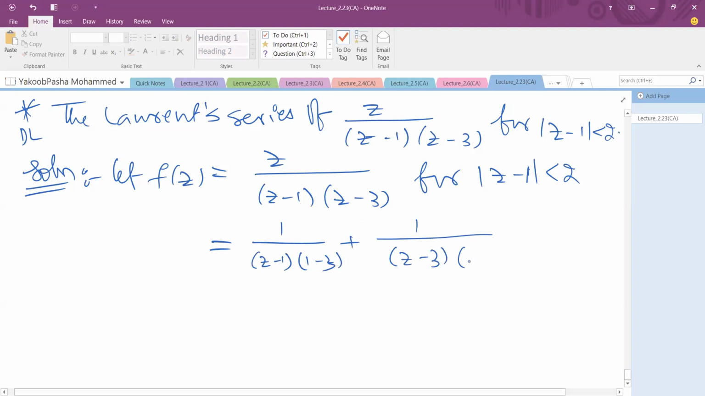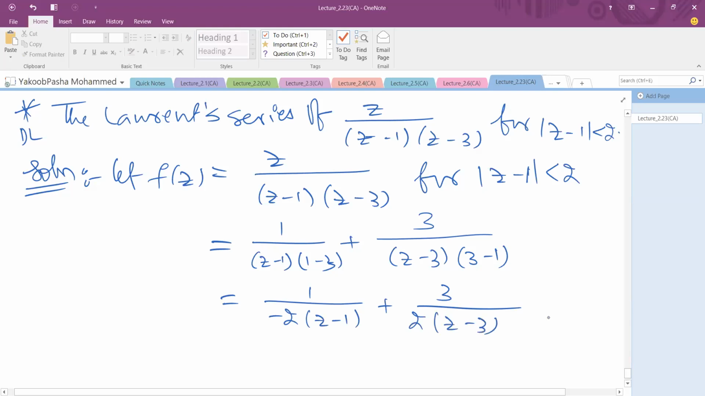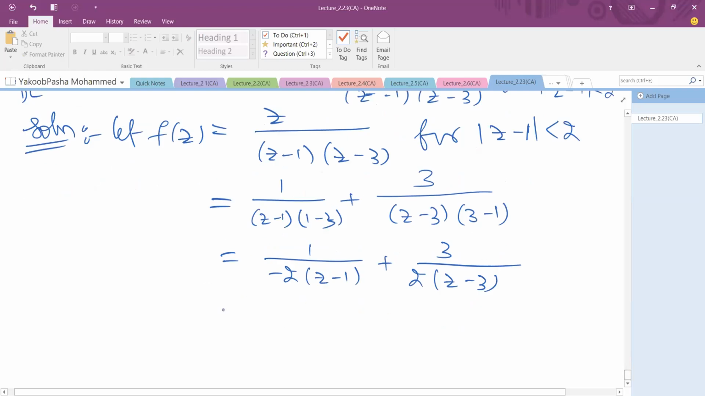We get 3 minus 1. The numerator is 3. Okay. So here 1 by 1 minus 3 minus 2 into z minus 1. Here 3 by 2 into z minus 3. Okay. So we can write it as minus 1 by 2 into z minus 1, minus 1 by 2 into z minus 1. There is no problem here.